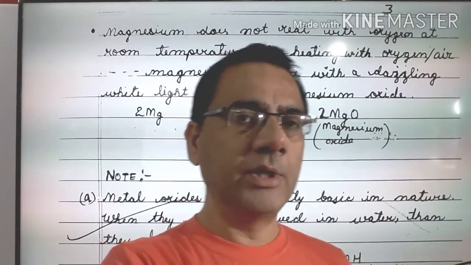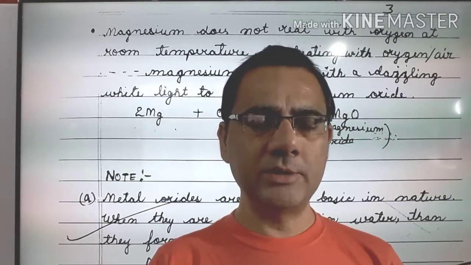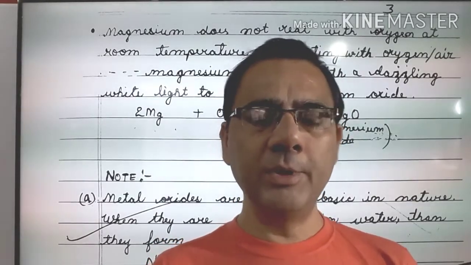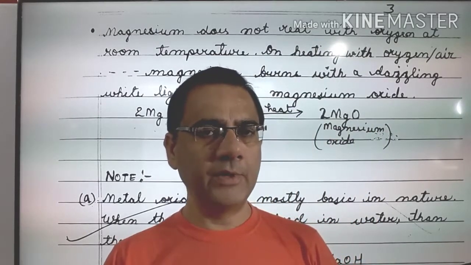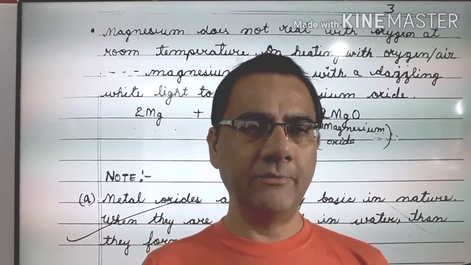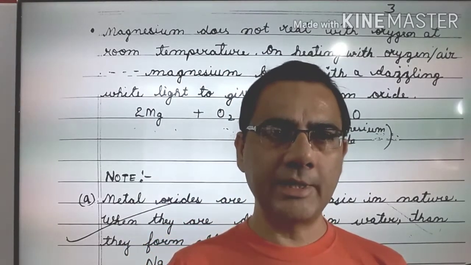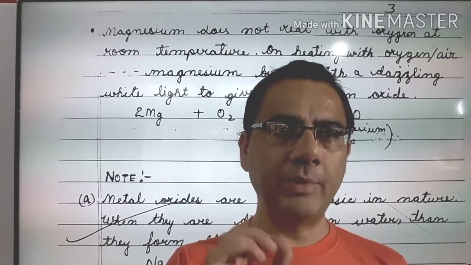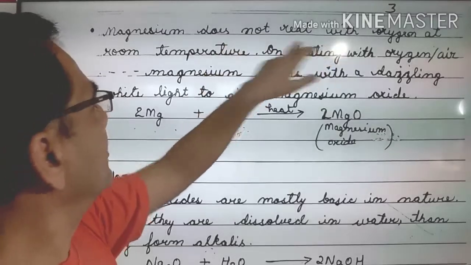Sodium, you simply take out and put in the open atmosphere, it will react with the oxygen and form sodium oxide. But the magnesium, if you keep it in the open atmosphere at room temperature, does not react. But when the magnesium is heated with the flame, then it reacts with the oxygen and forms magnesium oxide, which is in the form of white powder. So it is written here, magnesium does not react with oxygen at room temperature.